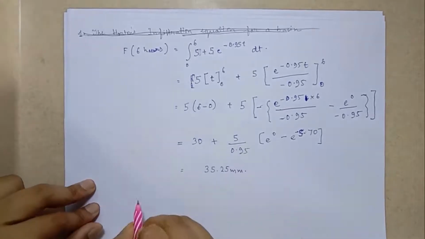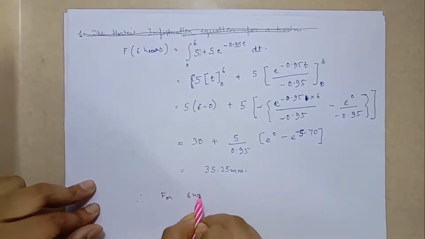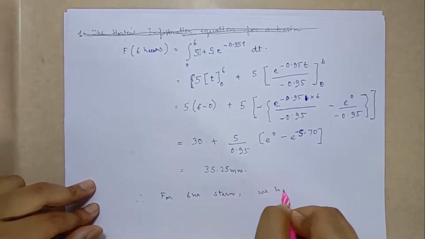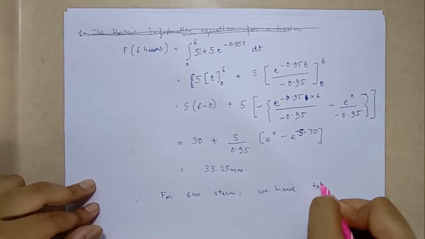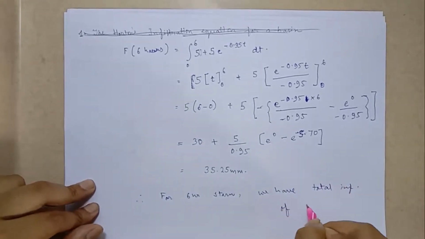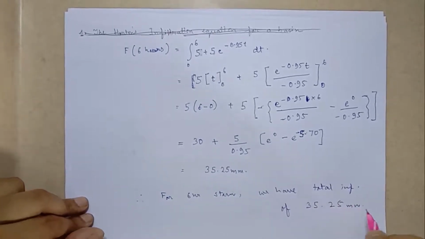So therefore, for the 6 hour storm we have a total infiltration of 35.25 mm.